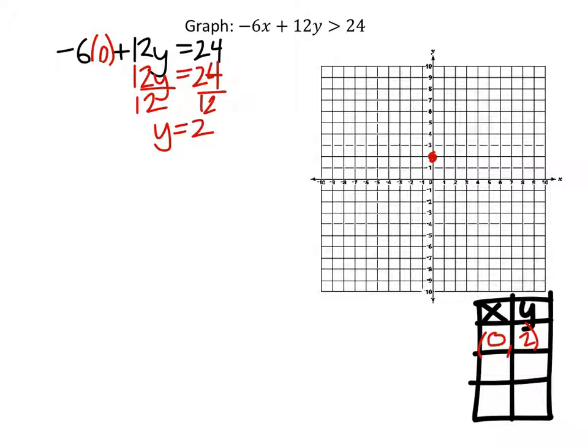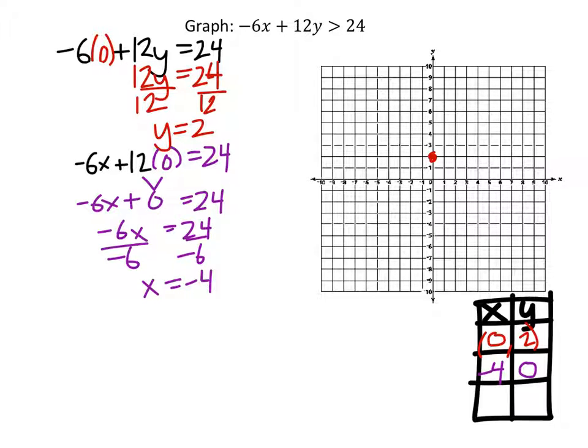Next up, I'm going to choose a y value that's 0, which will give me an x-intercept. So again, I rewrite the equation here, and we'll go through and solve this. So I've got that x value now, -4, which gives me this point right there.